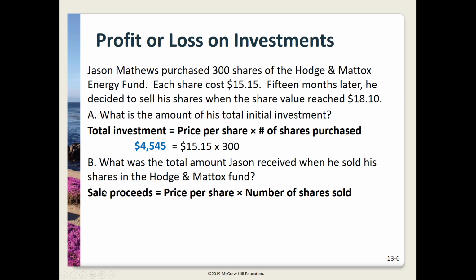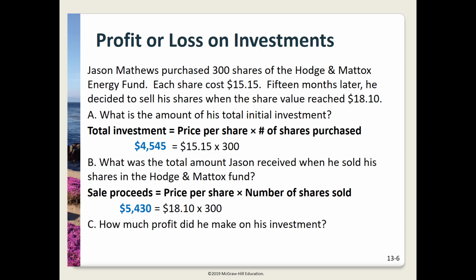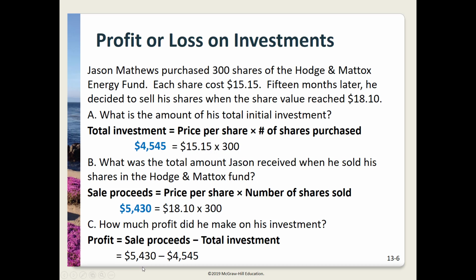In Part B, what was the total amount Jason received when he sold his shares of the fund? So the formula we'll use to get our sale proceeds is the price per share times the number of shares sold. You'll want to identify the correct price per share for this problem, which is $18.10 times the 300 shares. And we'll get a sale proceed of $5,430. So in Part C, we're asked how much profit did he make on this investment. So what we'll do is take our sale proceeds in Part B and subtract our total investment from Part A. That means we'll take the $5,430 minus the $4,545 for a profit of $885.